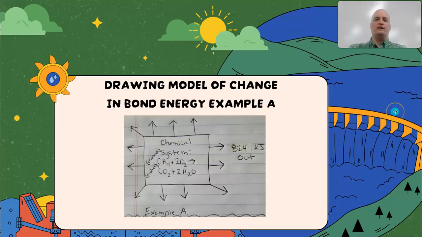So we're going to model this in several ways, and you'll get to choose which ones you want to show. From our chemical equation, we have a chemical system. This is all of the reactants and products. We label the reactants, we label the products, and we are simply illustrating that energy is leaving the chemical system to the surroundings. So that's an example of a model of change in bond energy.